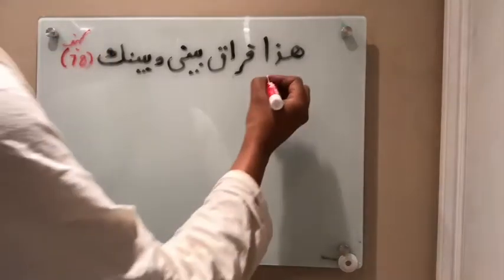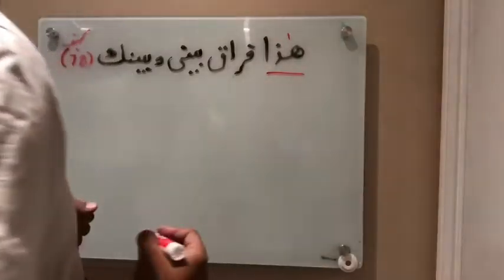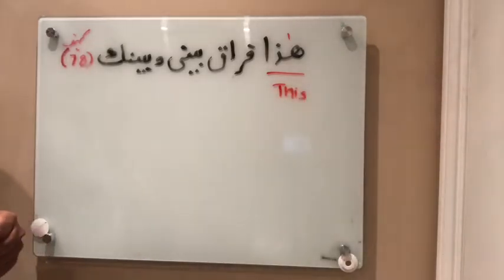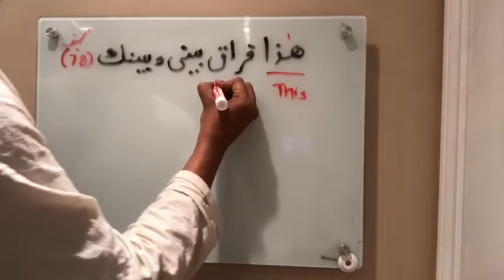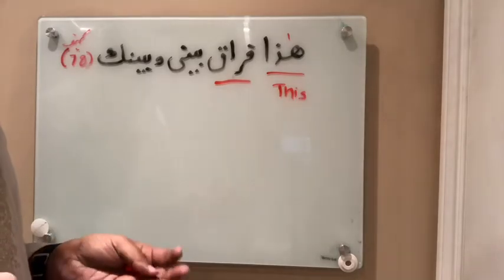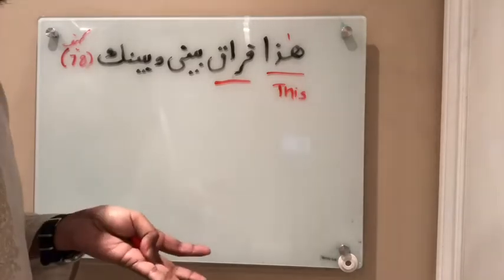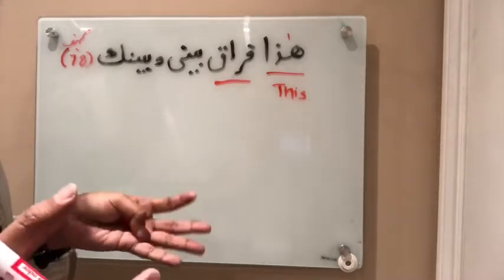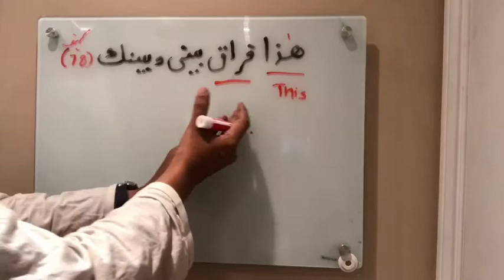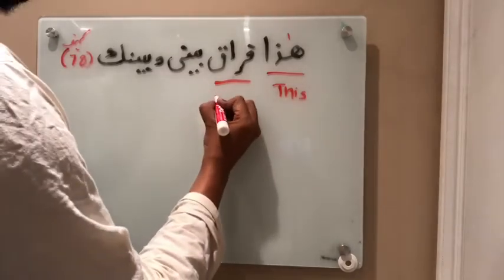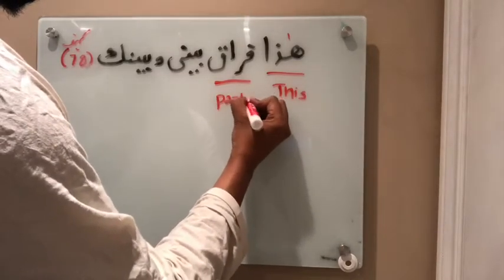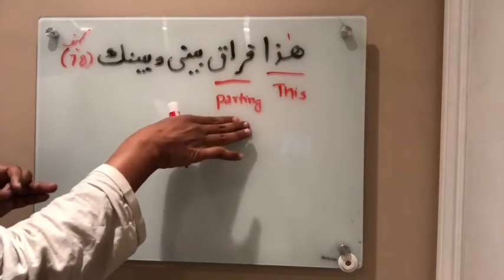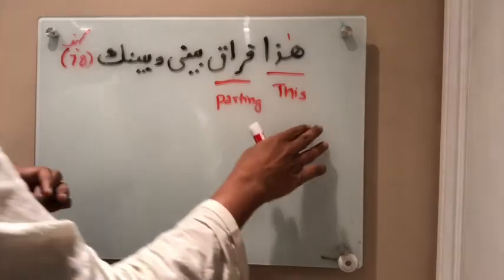Hada, we discussed just now. Haza means this. Firaq, people who know Urdu already know that farq means difference, right? Firaq, Wisal, we hear these words in poetry. Anyways, firaq means partition or parting. Farq, firaq, right? Our concern is not this vocabulary right now. Our concern is more focusing on the pronouns here.